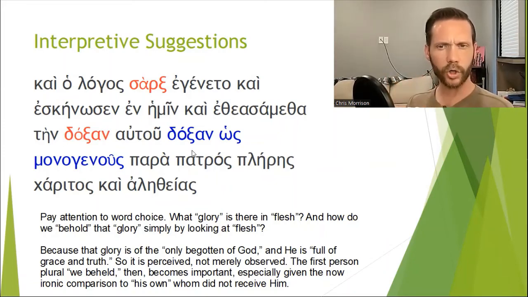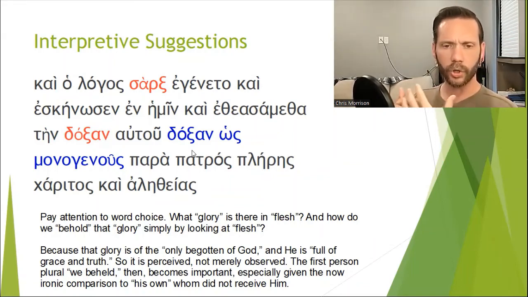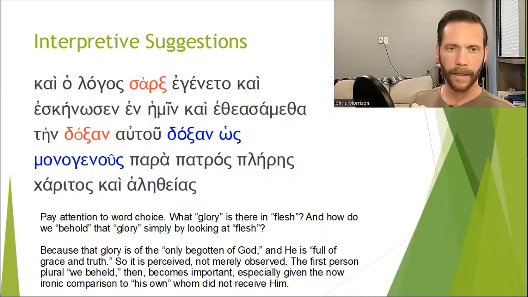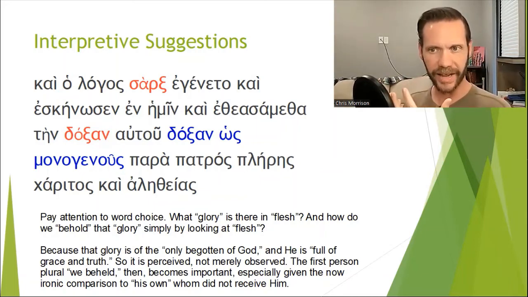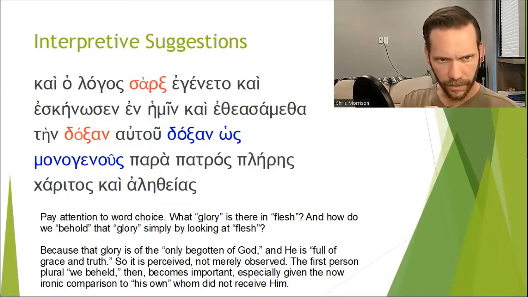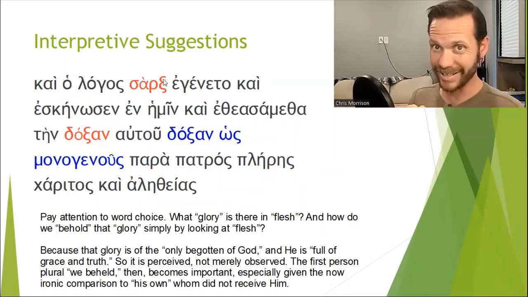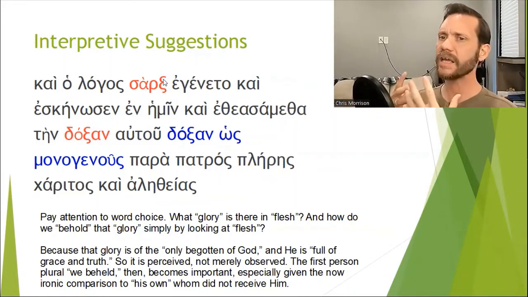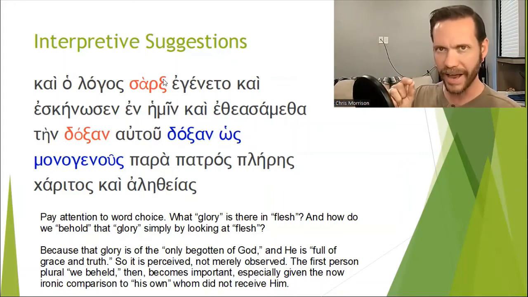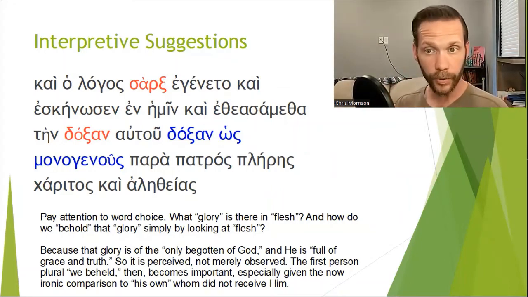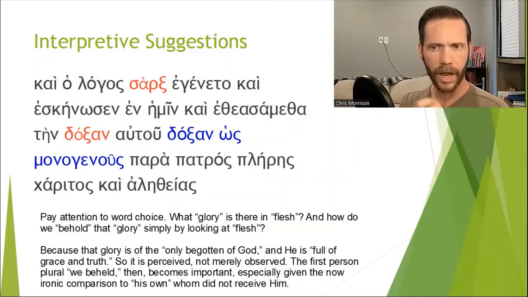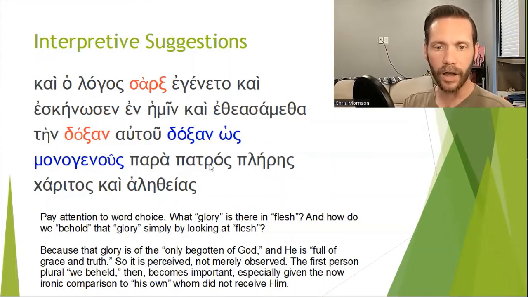So let's just ask, what glory is there in Christ's flesh? How do we behold this glory simply by looking at flesh? I want to suggest that part of what John is getting at is the surprise of not simply that the Word becomes flesh. That's amazing in and of itself, but the fact that in seeing Christ in the flesh, somehow that is how we see his glory. If you were studying or preaching this passage, this would be something I would draw on. The idea here is that what makes this glory is not flesh in and of itself, but the fact that it is glory like or as the only begotten of the Father.